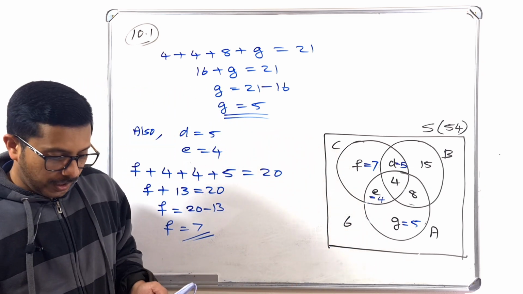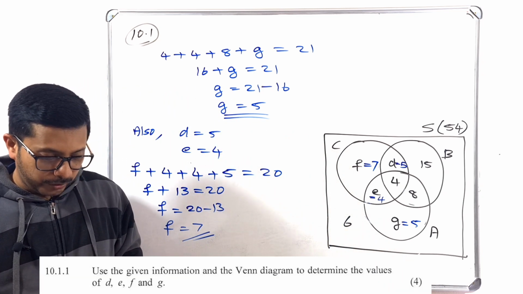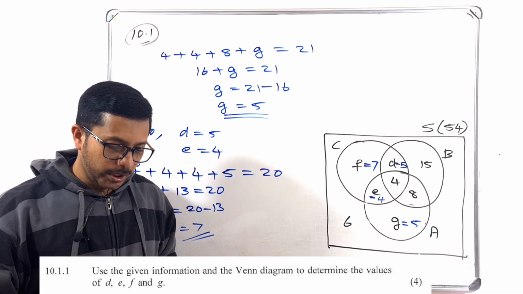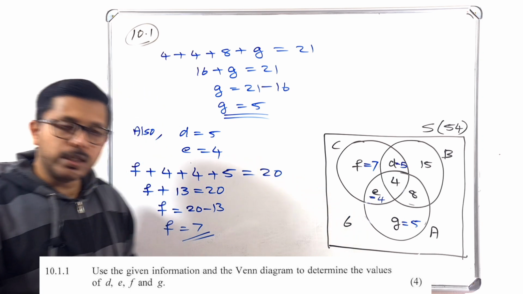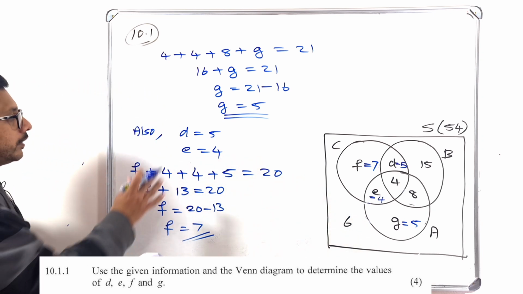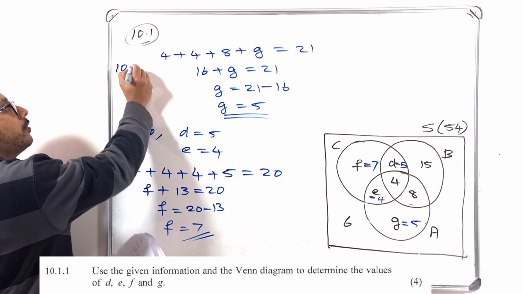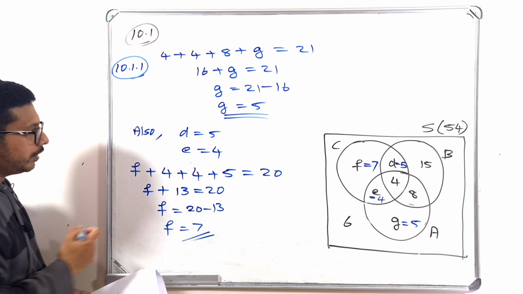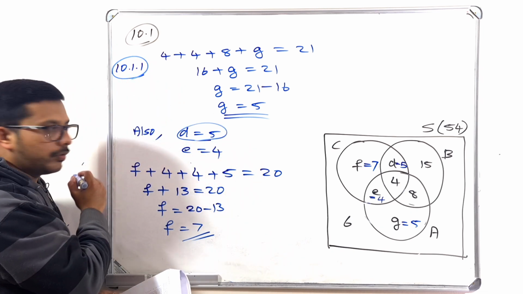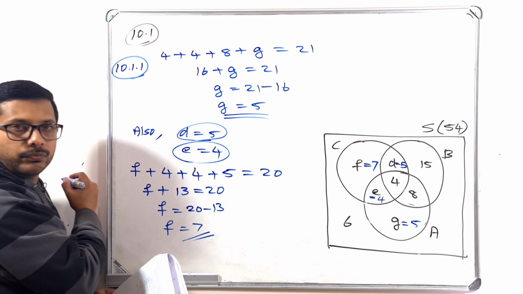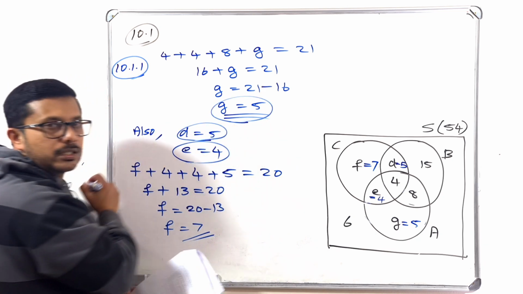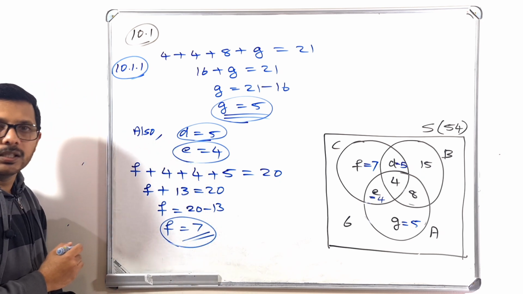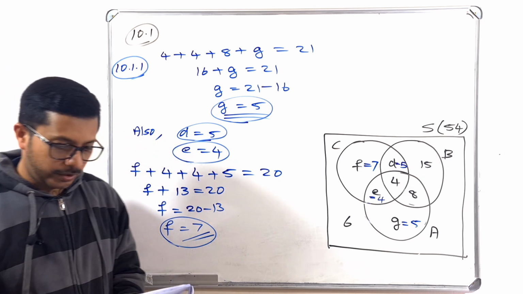Now what is the first question? 10.1.1. Use the given information and the Venn diagram to determine the values of D, E, F, G. So you have to find D, E, F, G. What is D? D is 5. What is E? E is 4. What is G? G is 5. What is F? F is 7. Okay, that is question number 10.1.1.